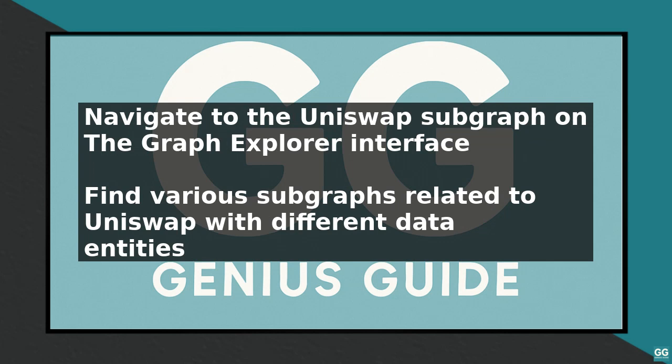Next, familiarize yourself with the schema of the Uniswap subgraph, which defines the structure of the data stored in the subgraph. The schema includes entities such as trades, tokens, pairs, and liquidity providers, each with its own set of attributes and relationships. To track trades, you can use the trades entity in the subgraph, which contains information such as the trade ID, timestamp, token addresses, amounts, and prices.